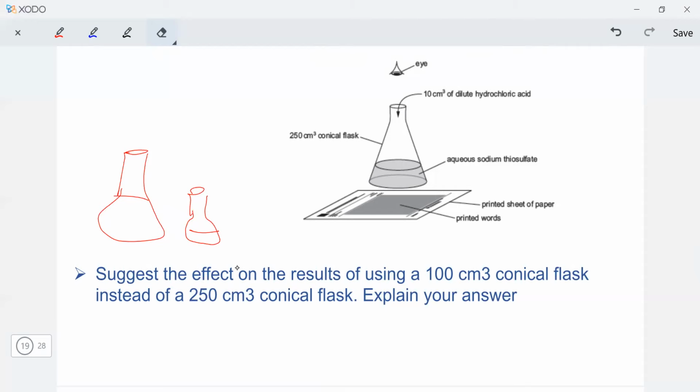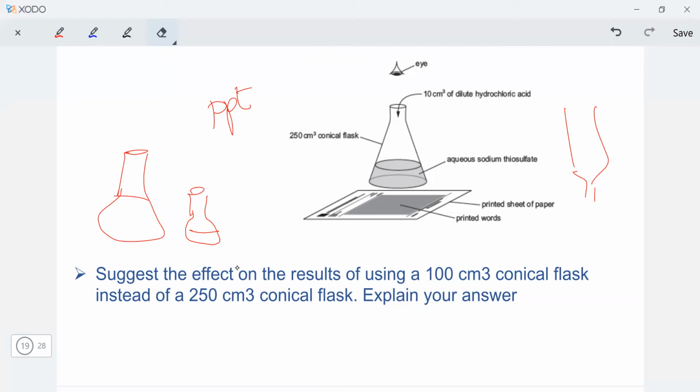This is only in precipitation questions, because sometimes in titration questions they ask the same: what will happen if I change the volume of the flask? The answer is no effect, because the same volume of solution is there. But if you have a precipitate and change the size of the flask, you're going to say that the cross will disappear faster.